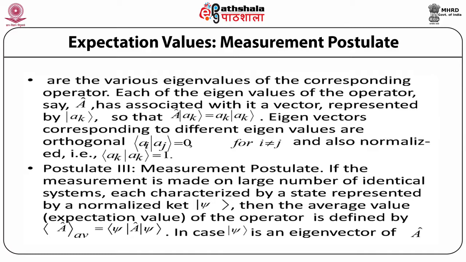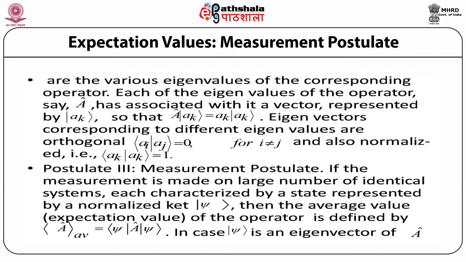Now we come on to postulate 3, that is the measurement postulate. If the measurement is made on a large number of identical systems, each characterized by a state represented by a normalized ket vector, then the average value, that is, the expectation value of the operator, is defined by the average value of operator A is equal to bra vector psi, operator A acting on ket vector psi.